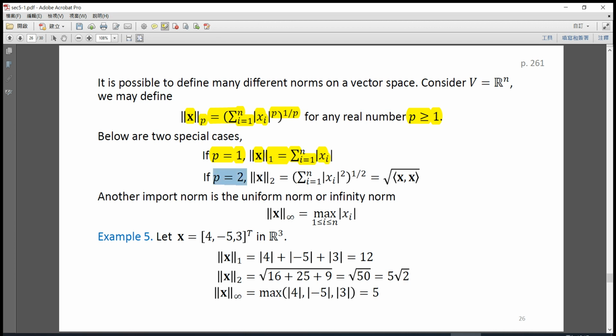If p equals 2, the two norm is the square root of the summation of the square of xi, which is the square root of the inner product of x and itself. Another important norm is the uniform norm or infinity norm. The infinity norm equals the max of the absolute value of xi for i from 1 up to n. In example 5, given a vector x in R3, we compute the one norm, the two norm, and the infinity norm of x.